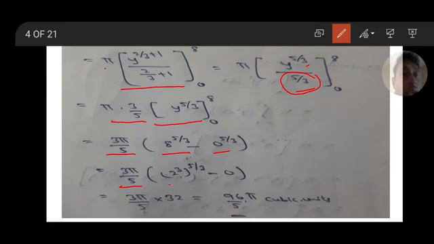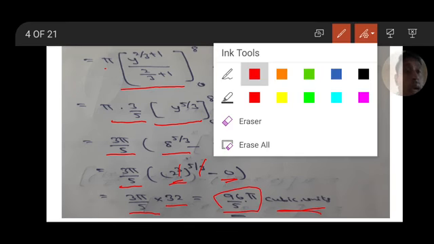3 pi by 5 as it is. 8 means 2 cube, and 2 cube whole to the power of 5 by 3; 0 to the power of 5 by 3 is 0. The cube cancels with the 3, giving 2 to the power of 5, which is 32. That is 3 pi by 5 into 32, which is 96 pi by 5. It is volume, therefore cubic units. Okay, that is the answer.